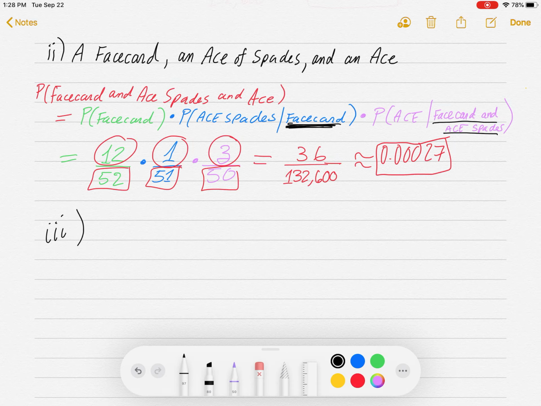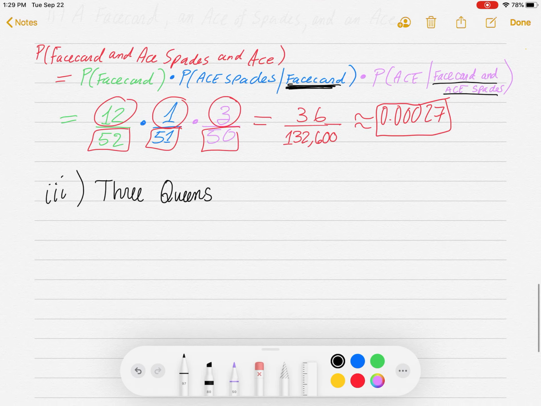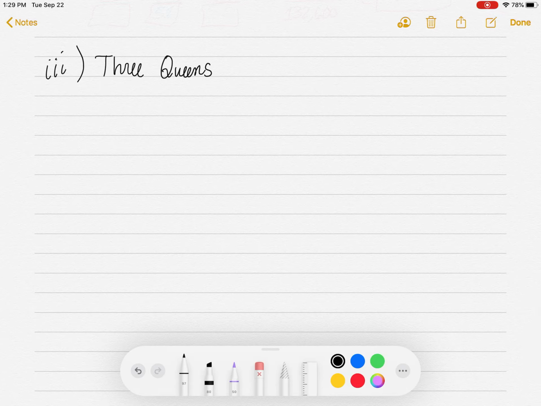All right, here's number 3. What's the probability of getting 3 kings? Now let's do 3 queens. 3 queens. All right. That's the probability of getting what? A queen and a queen and a queen.